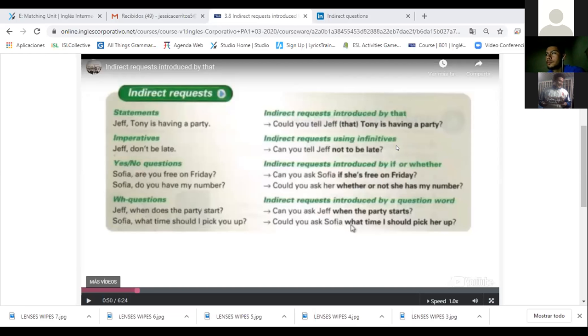O sea, usted me está ordenando, a mí en el caso que yo le haga una pregunta a Noe, ask her a question. Entonces sería, could you or can you tell Jessica to ask her a question? Yeah. Como que a otra persona le voy a decir yo que le diga a usted. Es que ahí es lo que decía Elmer. Aquí hay una tercera persona en medio.